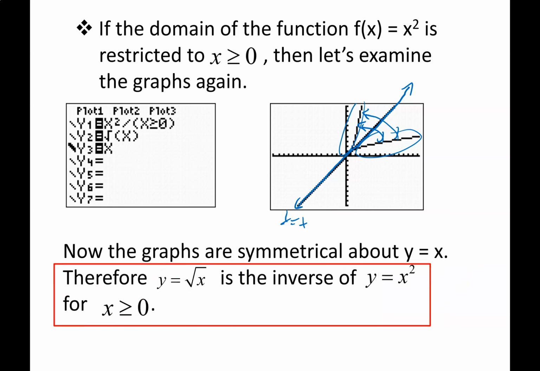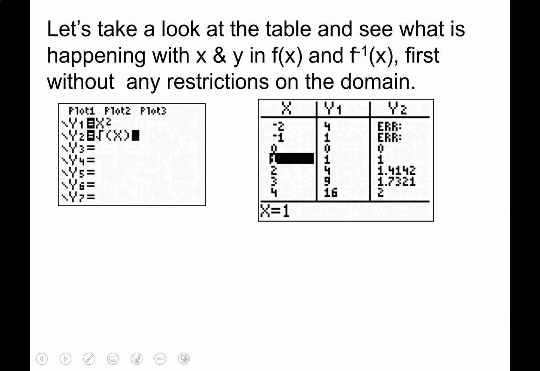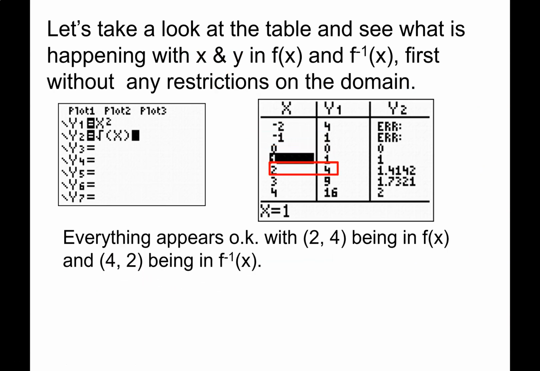Okay. Let's take another little look at it. So let's say I don't do a domain restriction. Again, just looking at points, this would be f, and this would be f inverse. f has 2, 4. f inverse has 4, 2. Sounds good so far.